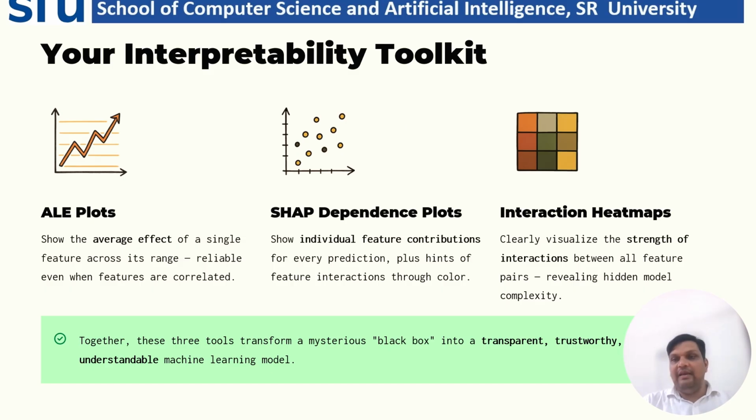To summarize, the ALE plot shows average effect, the SHAP plot shows individual impact, and the heat map shows feature interaction. Together, they transform a black box into something we can understand, trust, and improve.